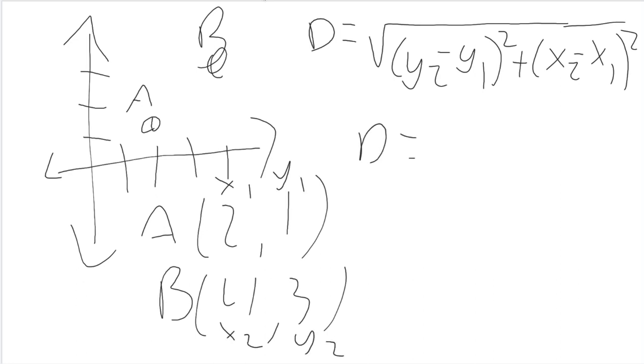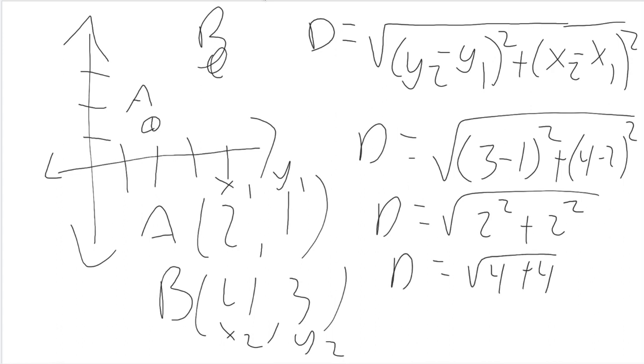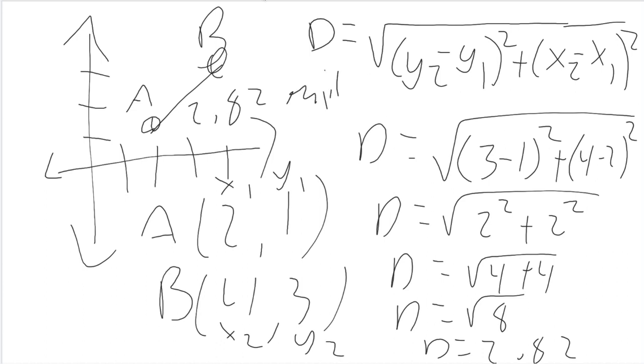So the distance for this example would be 3 minus 1 squared plus 4 minus 2 squared. So then I would get 2 squared plus 2 squared. So I would get square root of 4 plus 4, or square root of 8, which is 2.82. So the distance from A to B is 2.82 whatever miles.